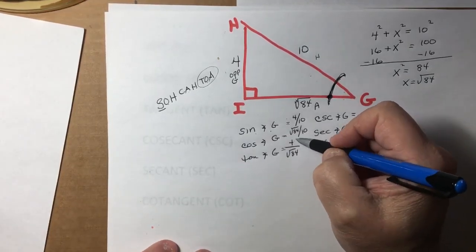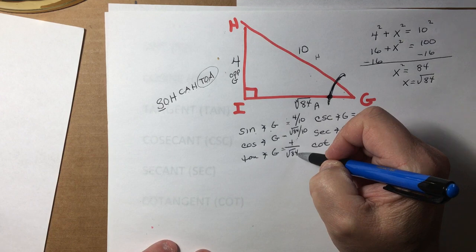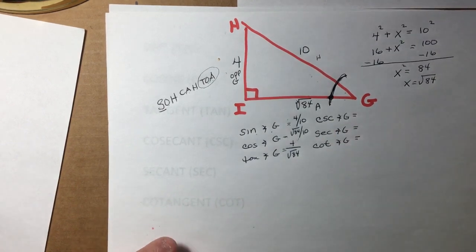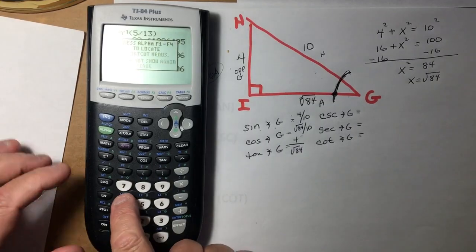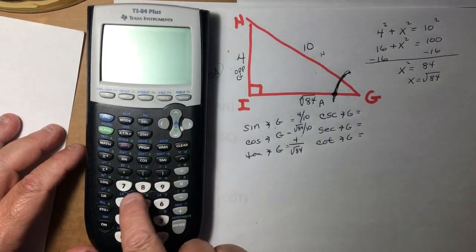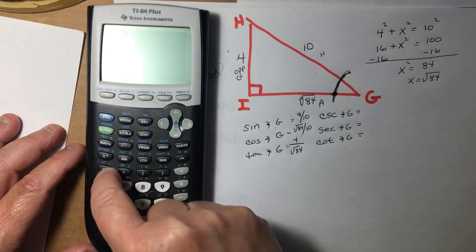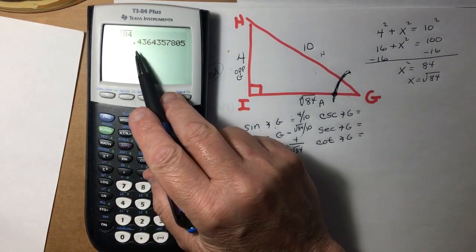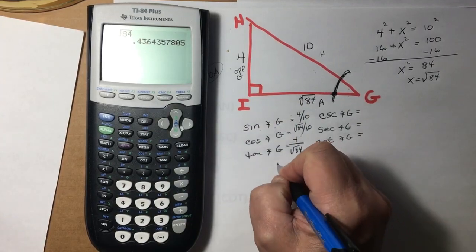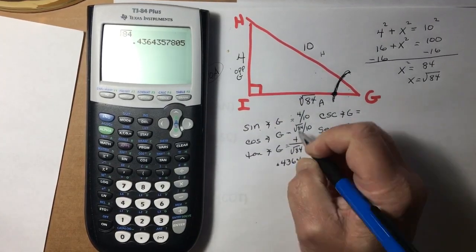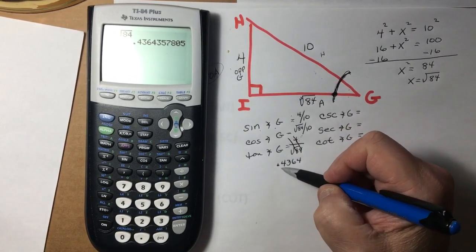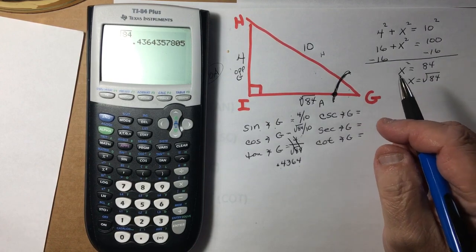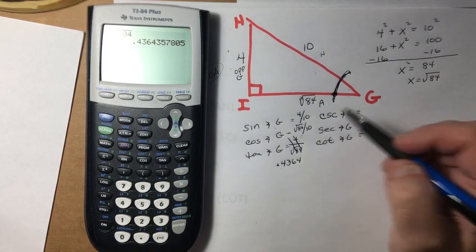Now, some people don't like to write 4 over the square root of 84. So we'll make it a decimal. Let's go to our calculator. Clear. 4 divided by the square root of 84. 0.4364. You can always make them decimals if you like. So instead of writing 4 over the square root of 84, which is fine, I made it the decimal, 0.4364. You could have done that here and here.